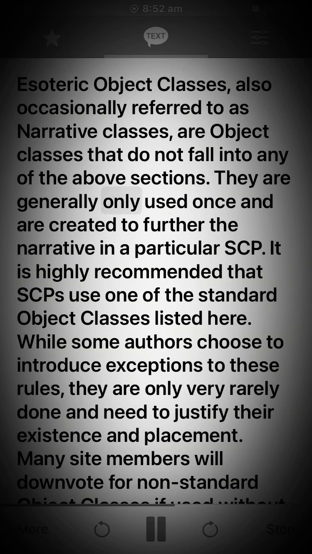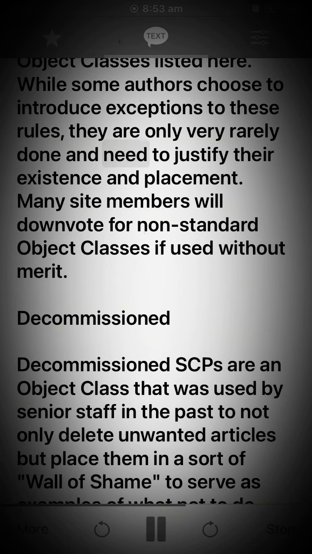They are generally only used once and are created to further the narrative in a particular SCP. It is highly recommended that SCPs use one of the standard object classes listed here. While some authors choose to introduce exceptions to these rules, they are only very rarely done and need to justify their existence and placement. Many site members will downvote for non-standard object classes if used without merit.